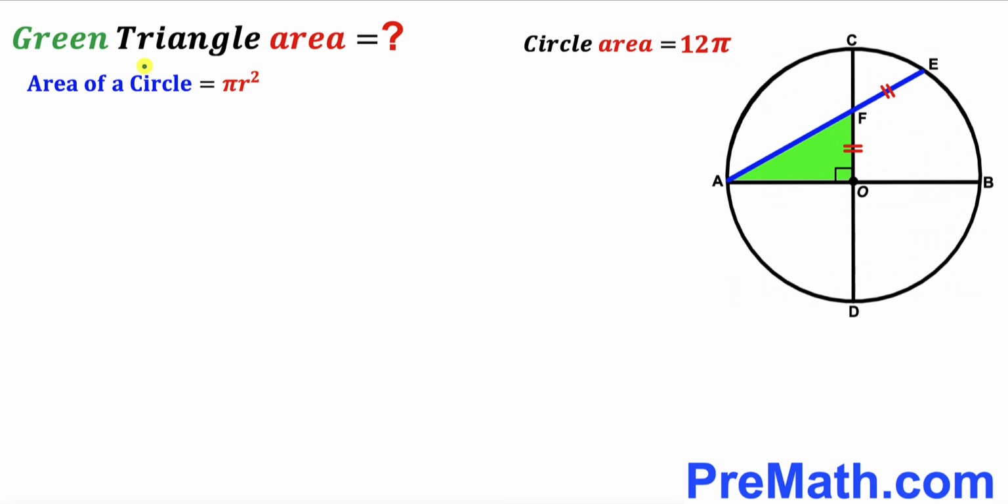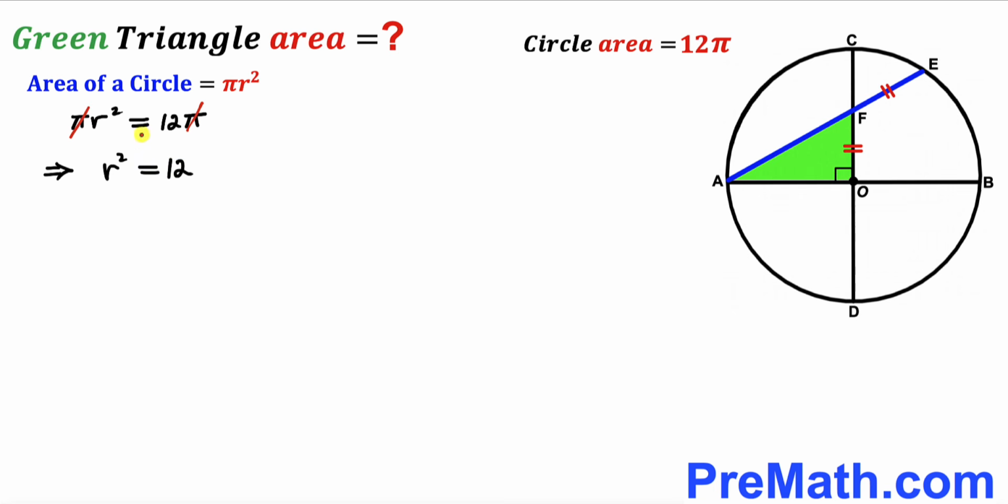Now let's recall the area of a circle formula. Area is always equal to πr², where lowercase r is the radius. Here in our case, the area of the circle is 12π. Let's fill in the blanks in this formula. So we can write π times r² equals 12π. Here we can see the π and π are gone. So we end up with r² equal to 12.